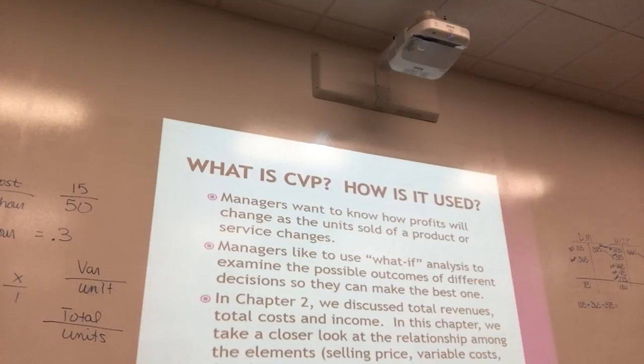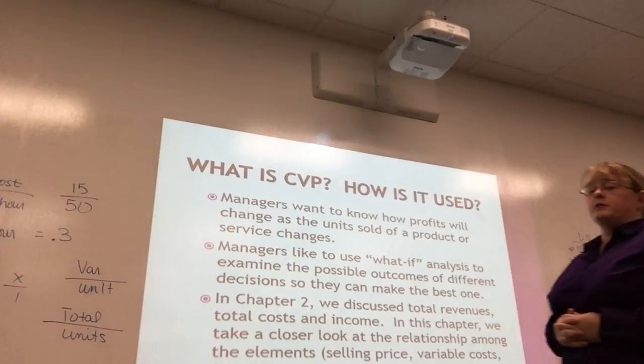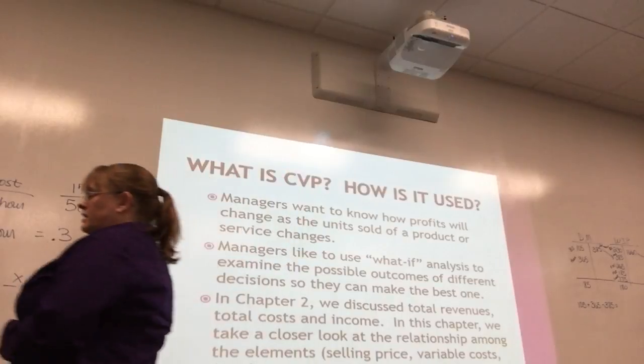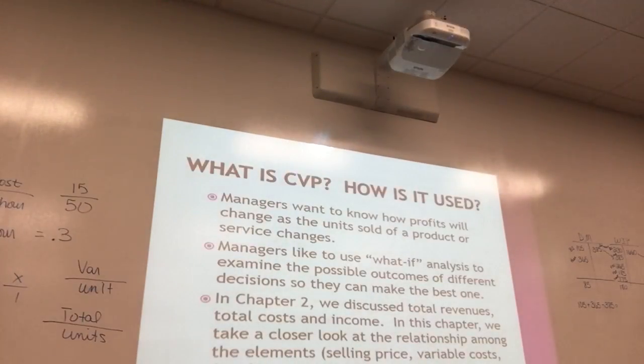They like to use what-if analysis to examine the possible outcomes of different decisions so they can make the best one. And we talked in chapter 2 about total revenues, total cost, and income. We'll take a look at the relationships among the elements. So in that one problem, we looked at the total cost and then the variable cost plus fixed cost. We're going to be doing more of that in this chapter, okay?